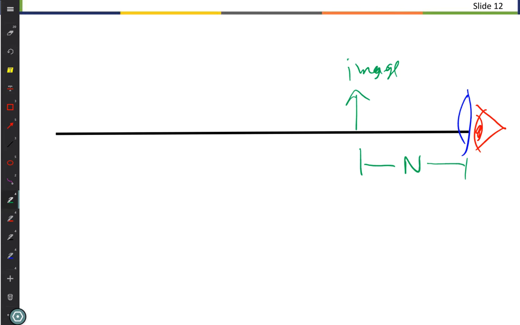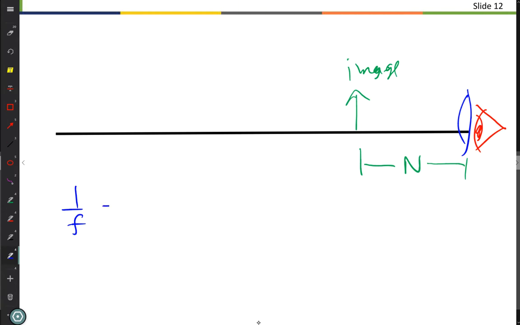Then where's the object going to be formed? How do I find the object distance? Well, what's the general equation you use to find the object distance? That's right. 1 over focal length is equal to 1 over distance object plus 1 over distance image. Now we know here the distance image, I'm going to write something incorrect. Why is that incorrect?